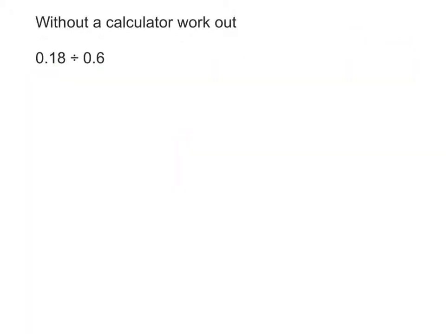Okay, last example. 0.18 divided by 0.6. Remember, I am not bothered about this number. Whatever this number is, whole number or decimal, I'm not worried. This one has to be whole. So I'm going to times it by 10, both numbers. That will get me 1.8 divided by 6.